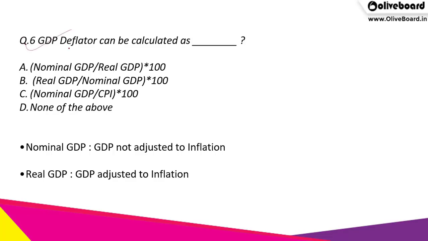Now, question number 6. GDP deflator can be calculated as, this is the formula and this is important. The answer is A, nominal GDP divided by real GDP into 100. This is the answer. Nominal GDP is not adjusted to inflation, and GDP adjusted to inflation is real GDP. So nominal GDP is always higher because it is not adjusted to inflation. So these two terms are important. Please remember these 2 points.